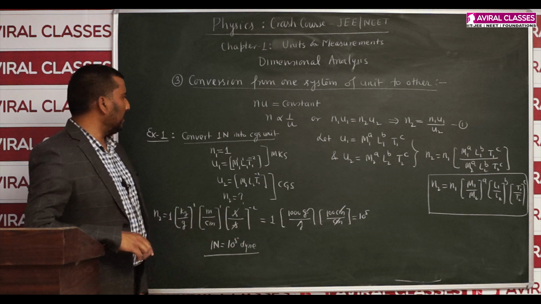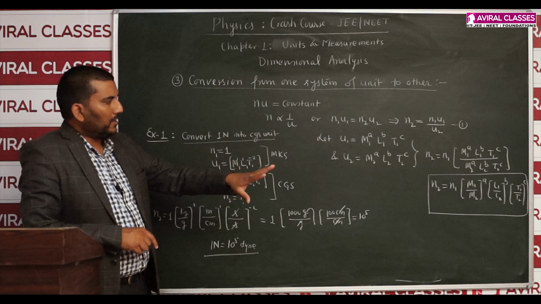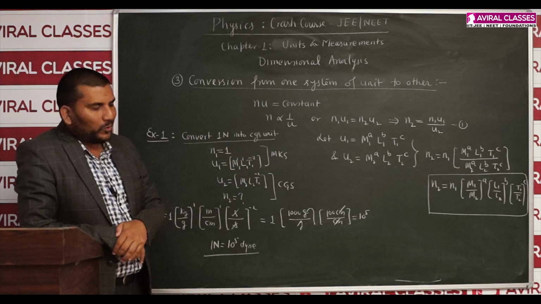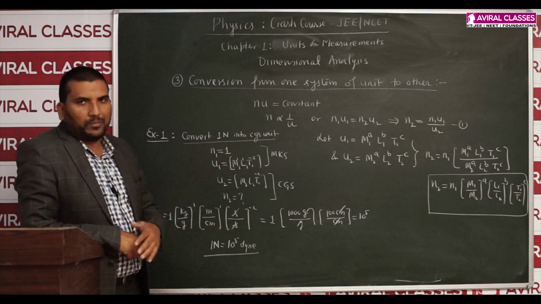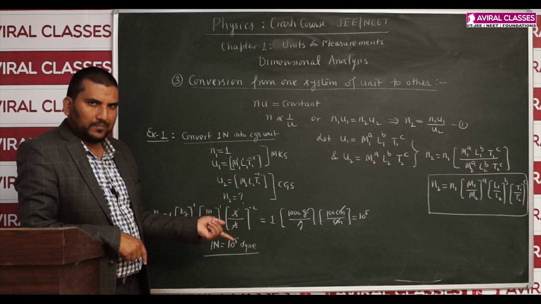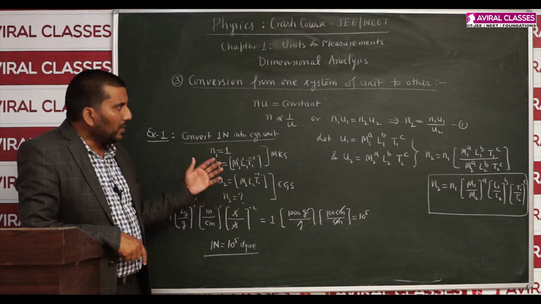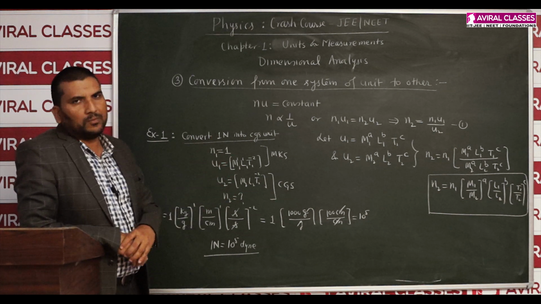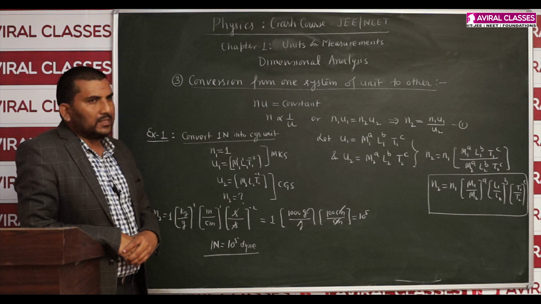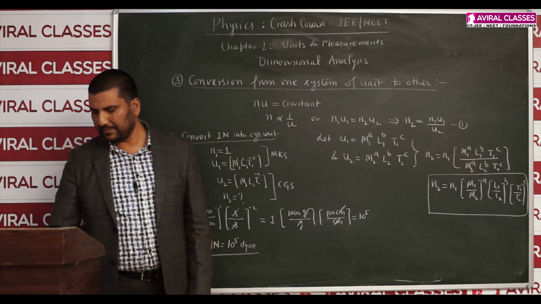Similarly, second example is convert 1 joule into CGS. You must be knowing it. Again, it is very common. 1 joule is equal to 10 to the power 7 erg. So again, these two questions are very important, you know. Now I'll pick a few more examples to give you better understanding on this whole chapter, dimensional analysis.